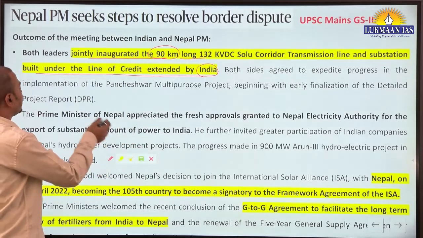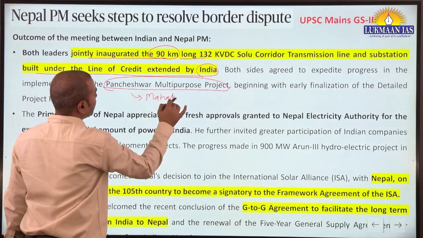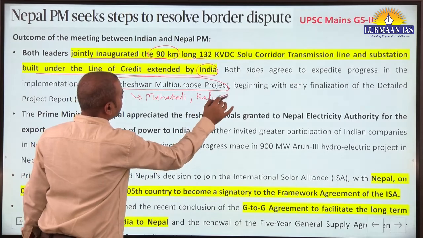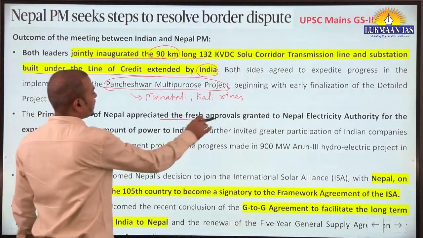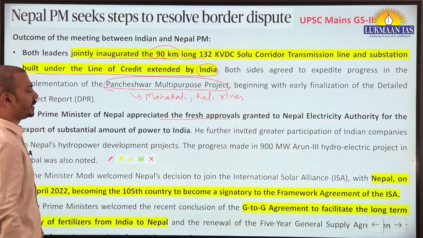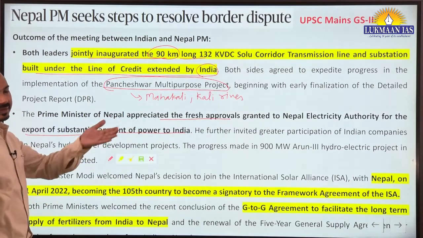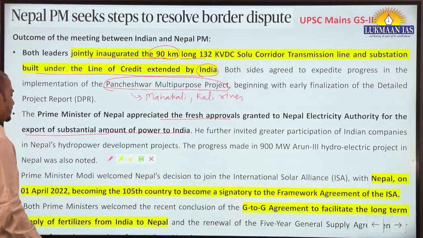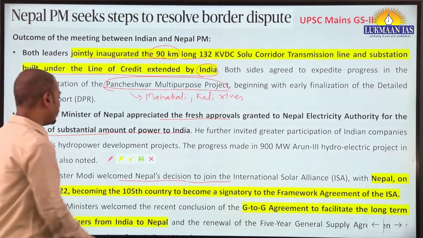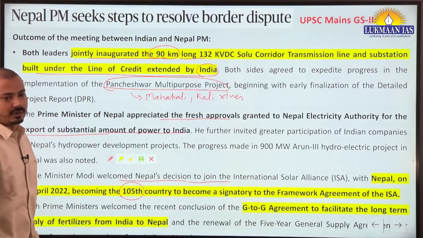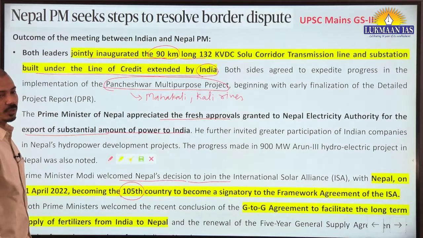Both sides agreed to expedite progress in the implementation of the Pancheshwar multi-purpose dam on the Mahakali or Kali river, beginning with early finalization of the detailed project report. The Prime Minister of Nepal appreciated the fresh approval granted to the Nepal Electricity Authority for export of a substantial amount of power to India. So it is going to export that electricity to India. Our Prime Minister welcomed Nepal's decision to join the International Solar Alliance. Nepal became the 105th country to become a signatory to the framework agreement of the International Solar Alliance.